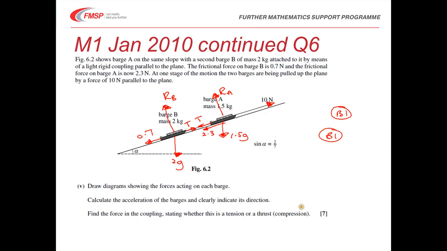We now have to calculate the acceleration of the barges and clearly indicate its direction. Well, given that we don't know its direction, I'm going to make the assumption that it's going up the plane. And again, that might work out to be incorrect, but I'll just get a negative answer. Now, because we're not actually interested in working out this tension at this stage, I'm going to look at the system as a whole.